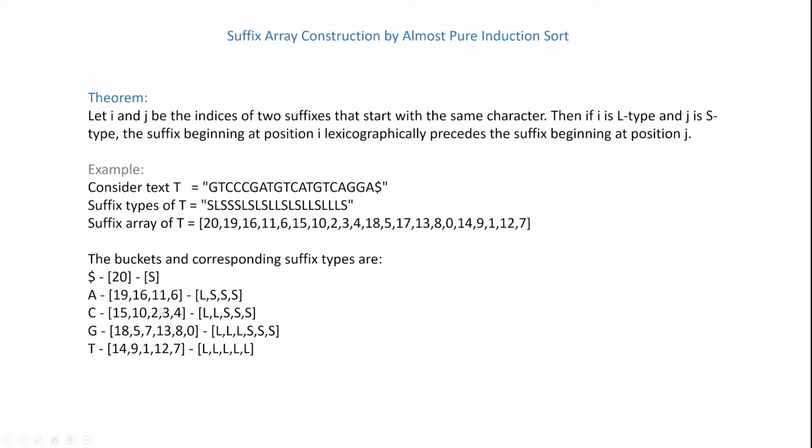And if we dig into each bucket independently, we can see we will start with the L-type suffixes followed by S-type suffixes. So in our suffix array, when we bucketize using these characters, within each bucket we can observe L-type suffixes followed by S-type suffixes. This is the theorem. We will not go into the proof of this theorem here, but just take it for granted.